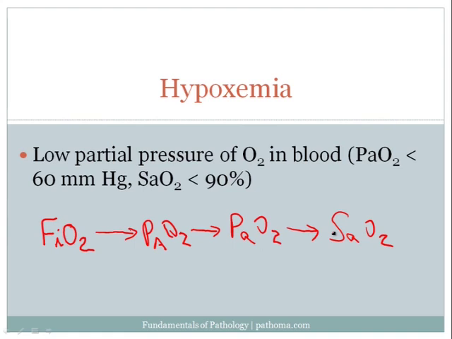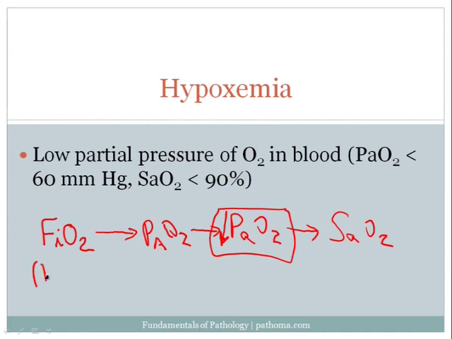Now, hypoxemia, as I've already told you, refers to a low P small a O2. So really, this number would be low. But you can see that what actually feeds the P small a O2 is the FiO2 and the P big A O2. So any change earlier in this sequence would also decrease the PaO2. So let's just take some common examples.